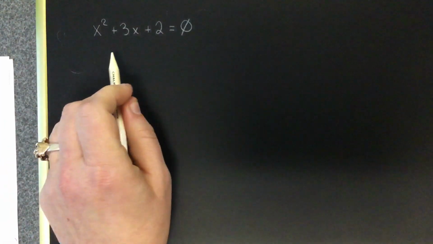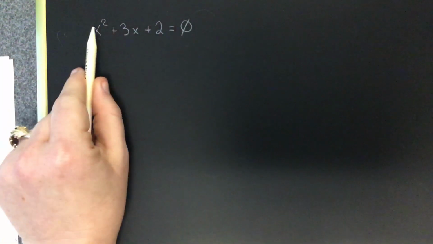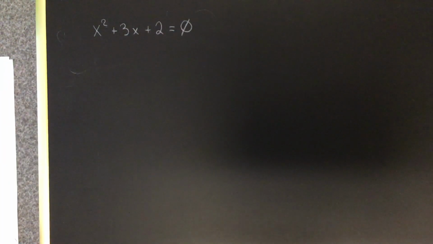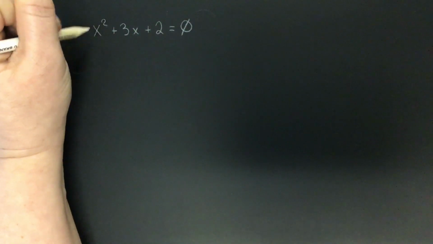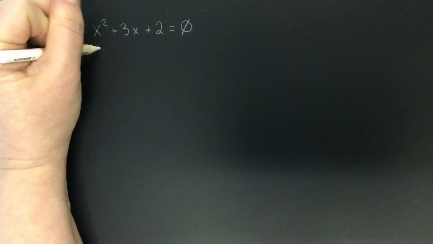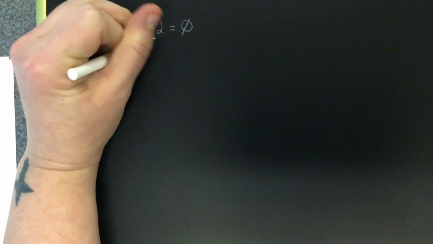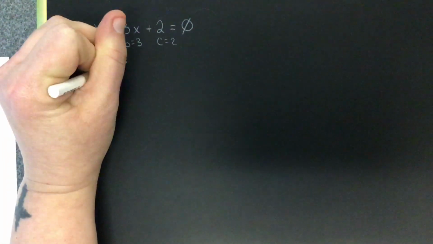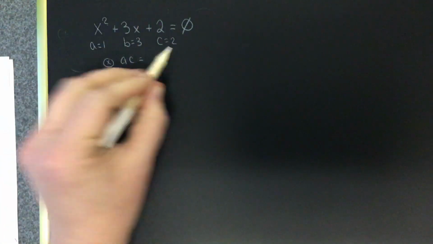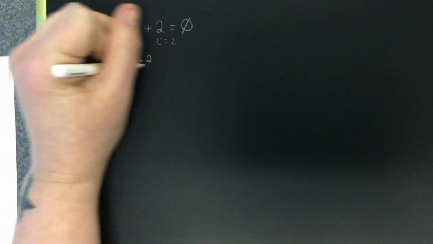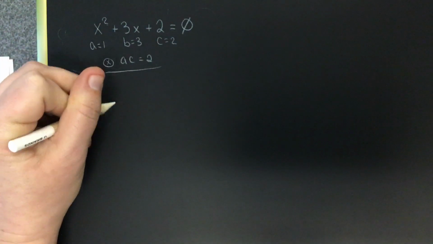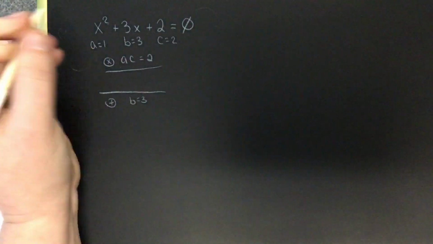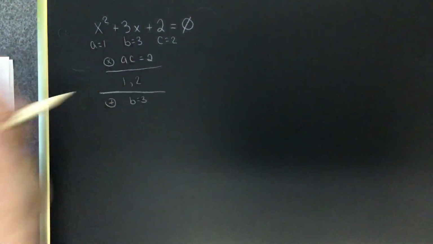So we're trying to find out what x is, and since this is a quadratic, make sure it's set equal to 0 before you start, and then you're going to factor. So a equals 1, b equals 3, c equals 2. So what multiplies to give you a times c? A times c is 2. And then adds to give you b, which is 3. Well, there's really only one option. That's 1 and 2.